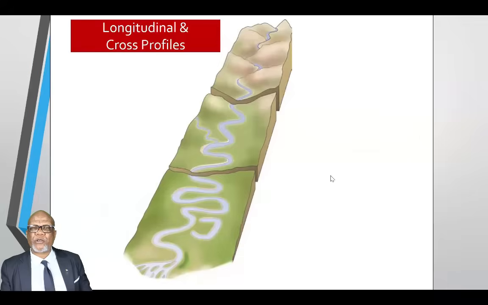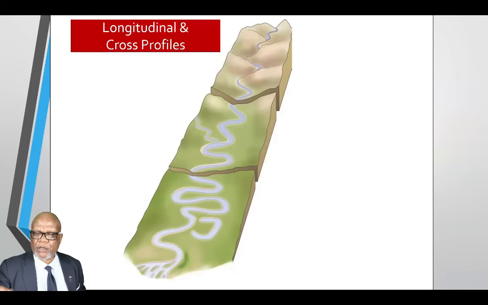Now we're looking at the longitudinal profile of the river. What is a longitudinal profile of the river? It is the view of the river from the source to the mouth, from where it starts to where it ends. That's what we call a longitudinal profile of the river.